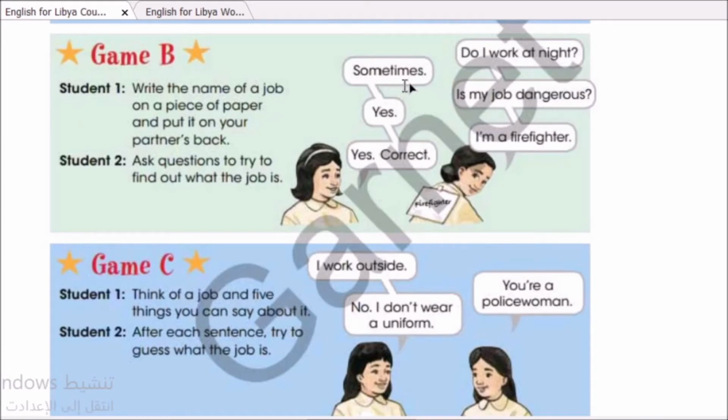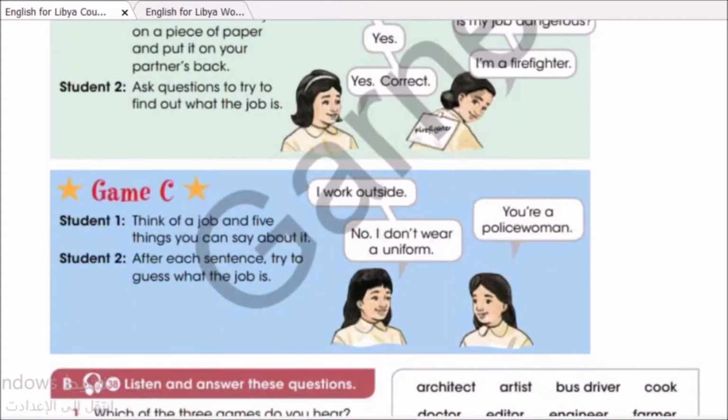For example, she said, "Do I work at night?" She said, sometimes. "Is my job dangerous?" The other one answered, "Yes." "I'm a firefighter." She said, "Yes, correct." So this is Game B and how it's played. Let's look at Game C.